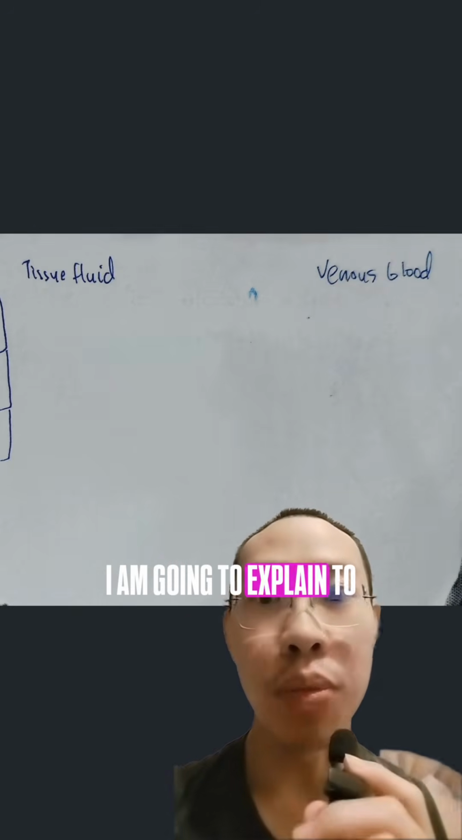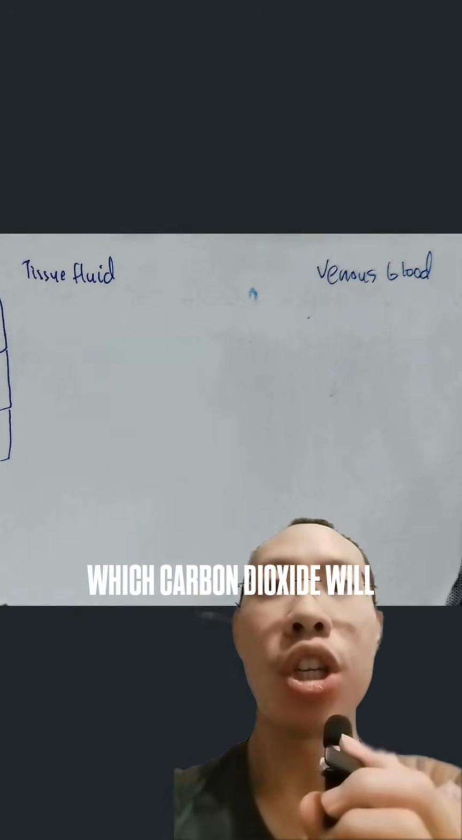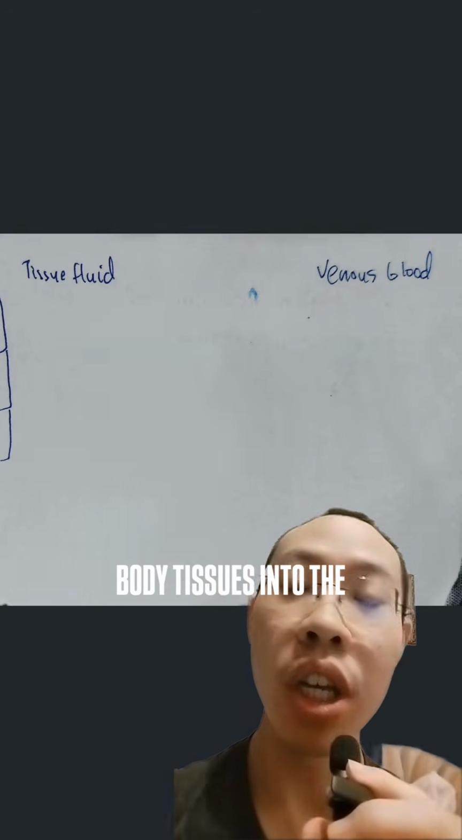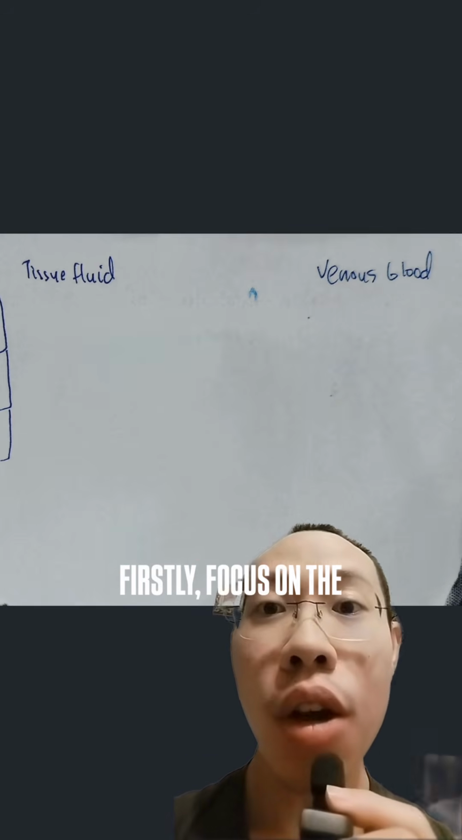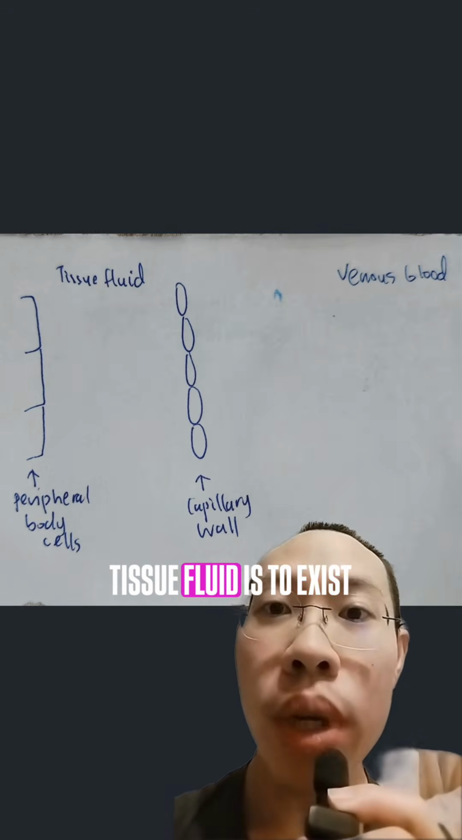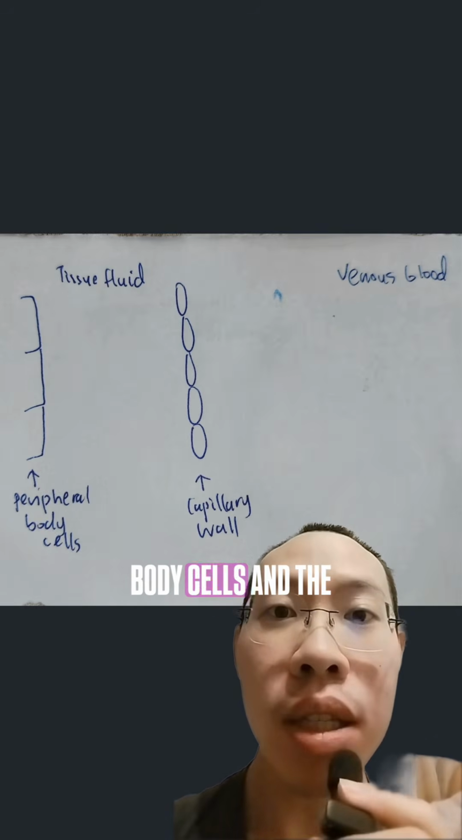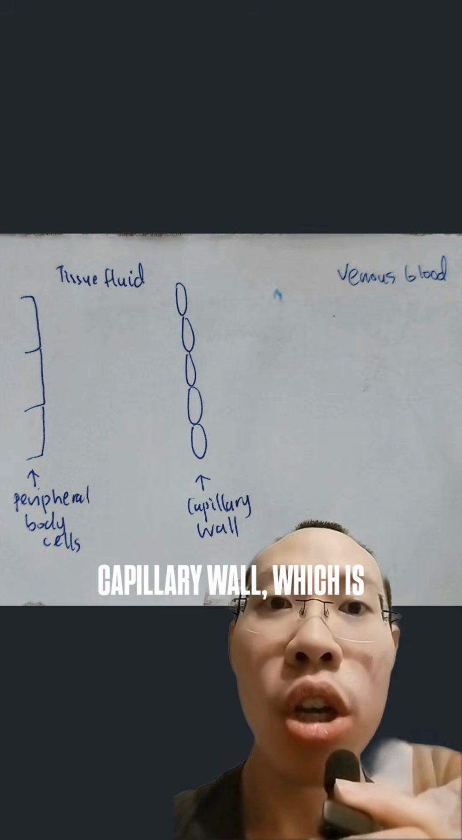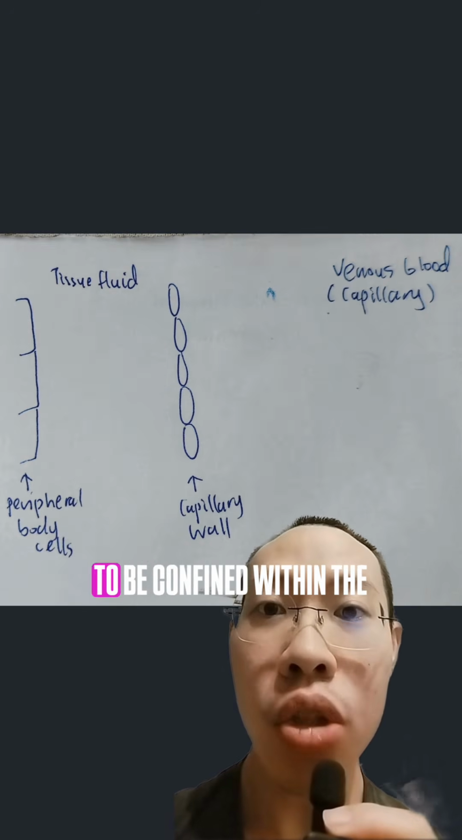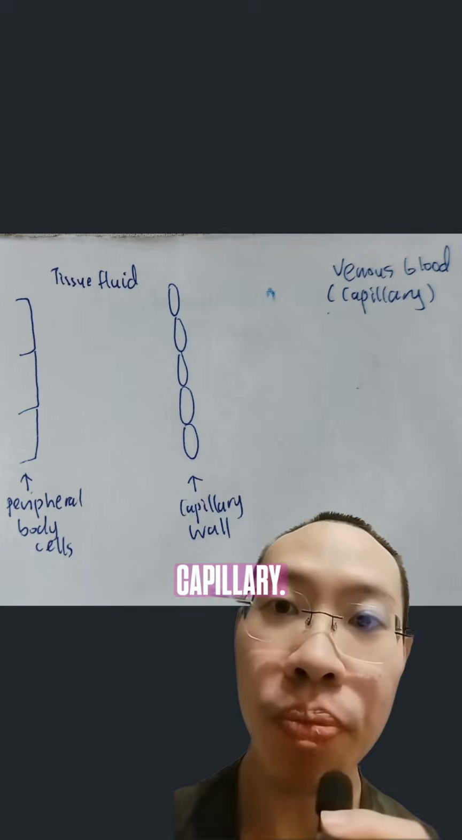I am going to explain to you the three ways in which carbon dioxide will be transported from the peripheral part of the body tissues into the lungs. Firstly, focus on the fact that there's the tissue fluid and the venous blood. Tissue fluid exists between the peripheral body cells and the capillary wall, which is also known as the capillary interface, while the venous blood is confined within the capillary.